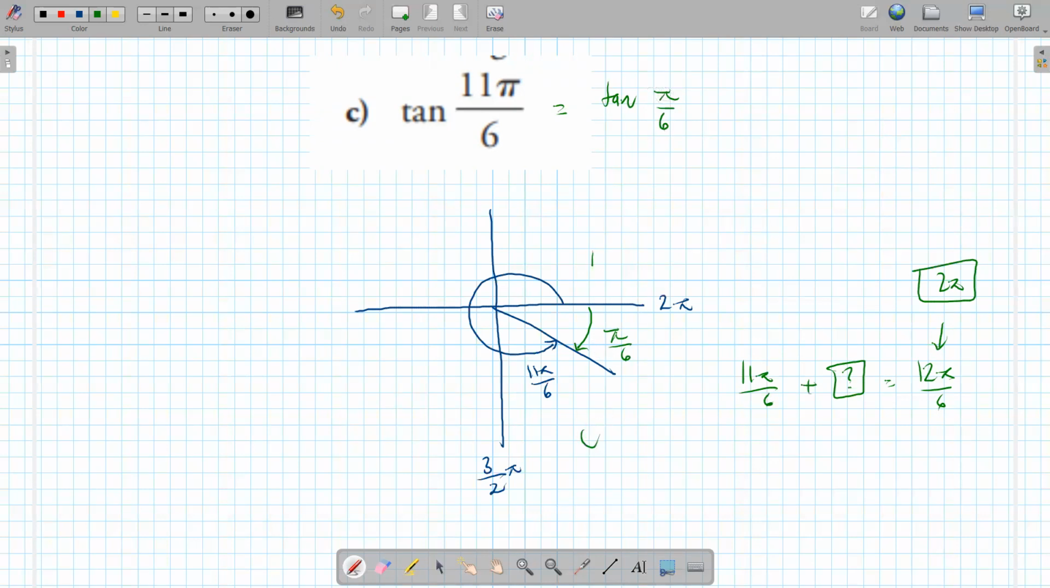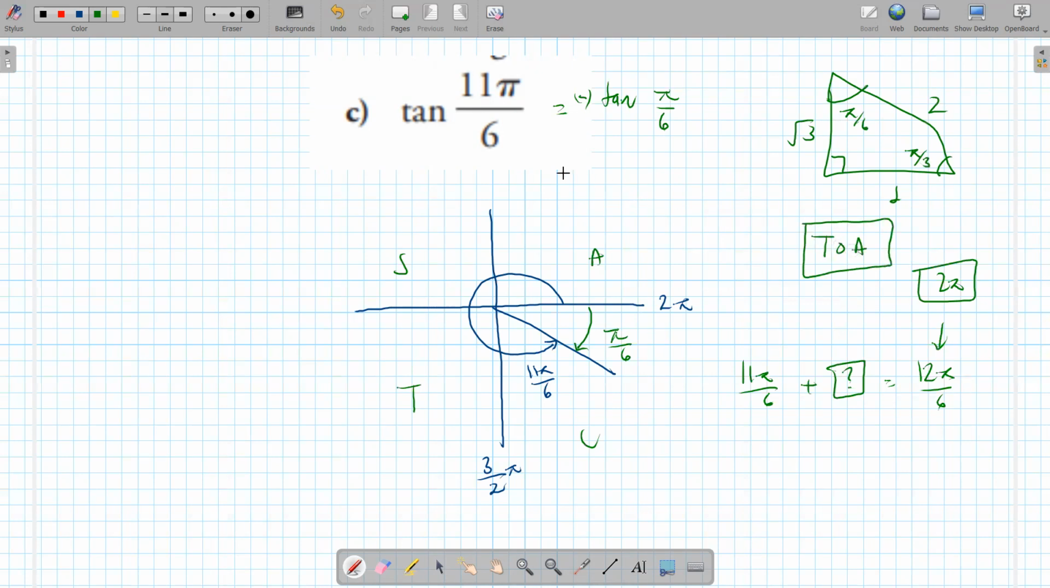Is it positive or negative in quadrant 4? It's negative, right? So the 30-60 triangle looks like this. This is 30, or pi over 6. This is 60. It's 1, 2, root 3. So look at that triangle. Tan is TOA. What's the ratio of tan of pi over 6? What's the opposite side? 1 over root 3. 1 over root 3 is right, and you're done.